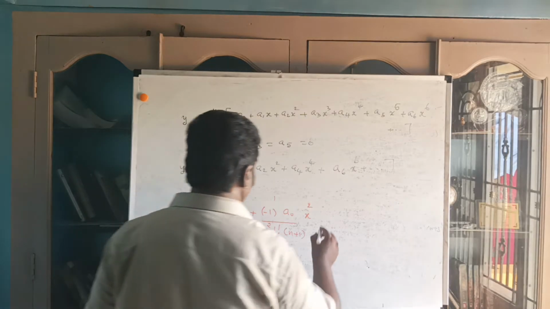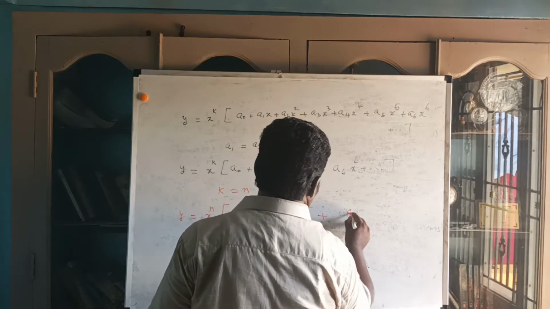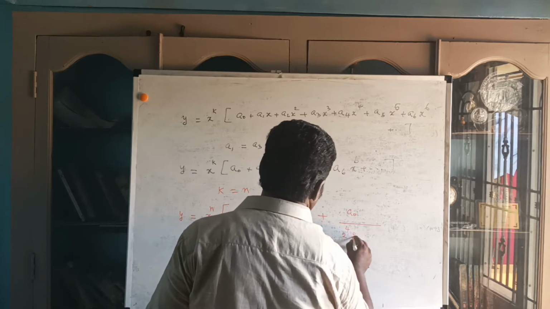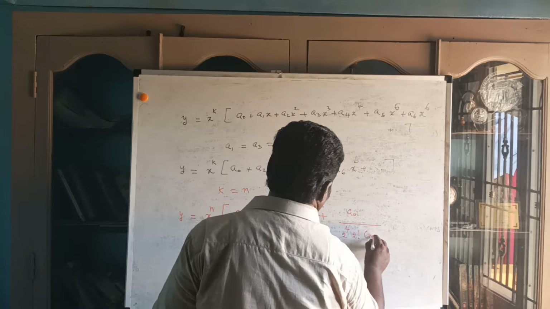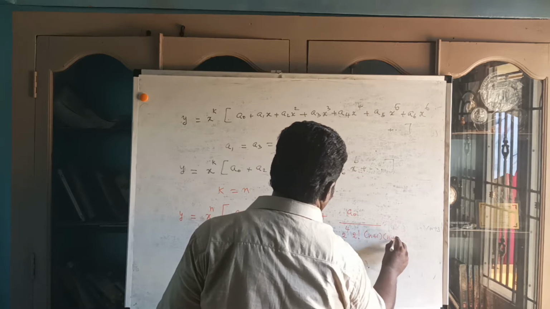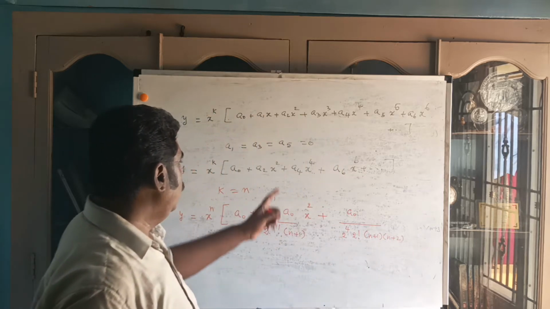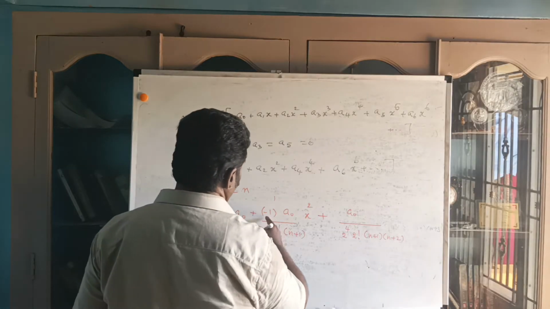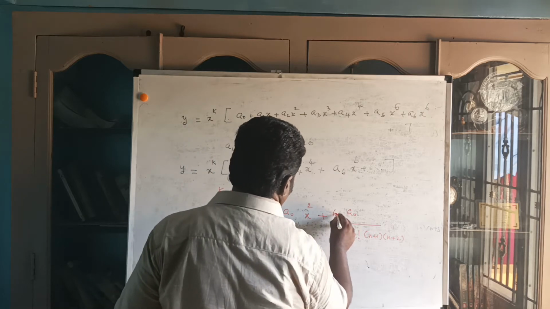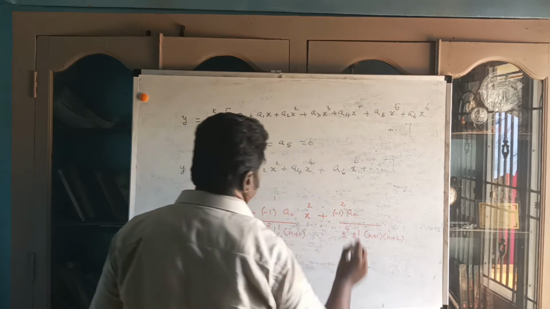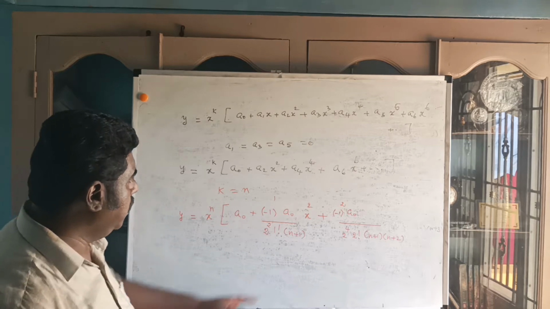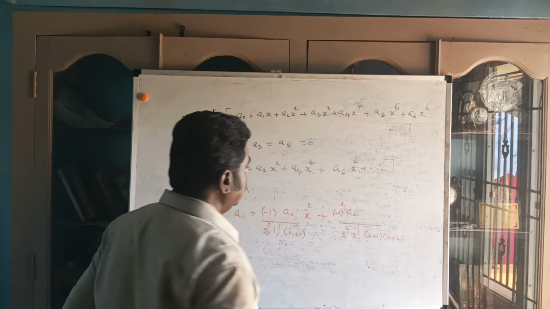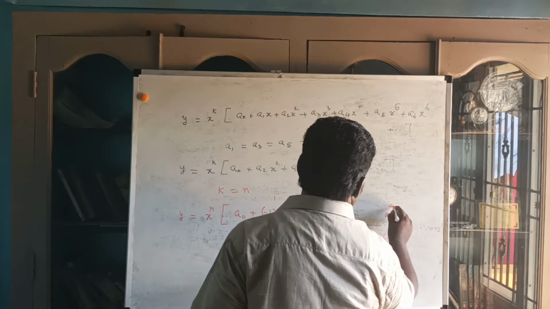Then the value of a4 is a0 divided by 2 power 4, 2 factorial, n plus 1 into n plus 2. The value of a4 is plus a0. For convenience, I have expressed this one as minus 1 square. Minus 1 square is plus 1, so automatically this term is expressed in terms of plus. So a4 into x power 4.